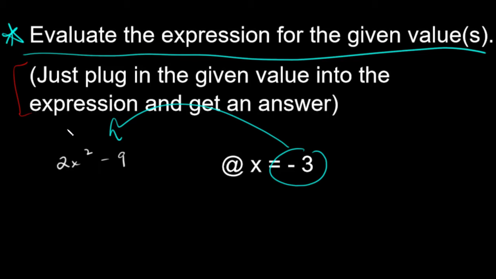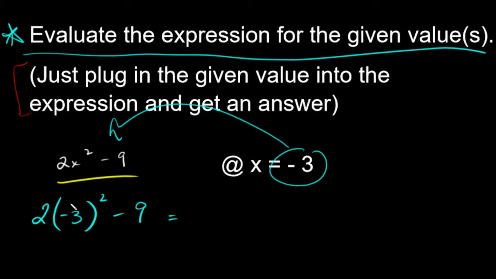So here's the expression we've got: 2x squared minus 9. And we're trying to evaluate it at x equals negative 3. So all you have to do is plug negative 3 into x. I'm just going to write it down where the x has transformed into this negative 3. It used to be 2 times x squared, so 2 times our new x squared, and then minus 9. And now you just simplify.